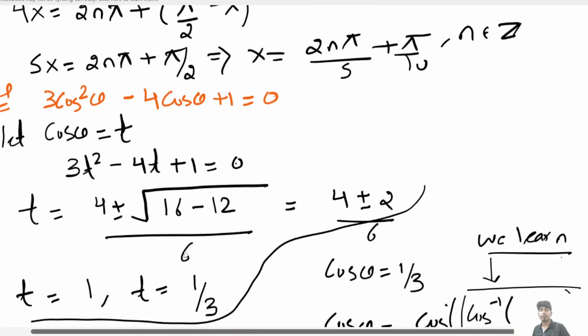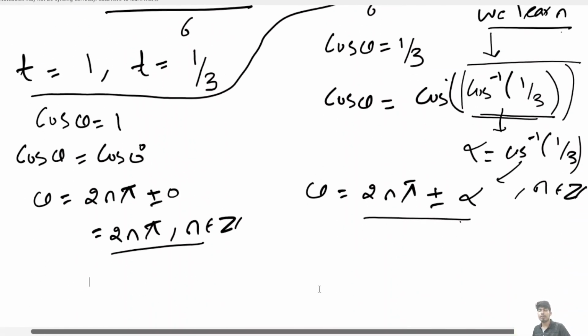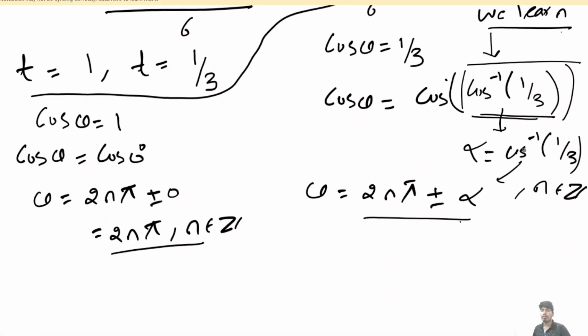First is theta is equal to 2n pi, and second is theta is equal to 2n pi plus minus alpha, where alpha is cos inverse 1 upon 3.